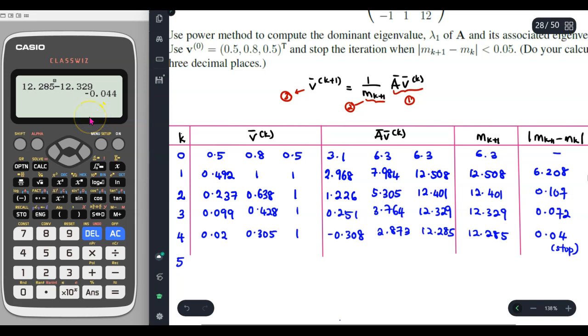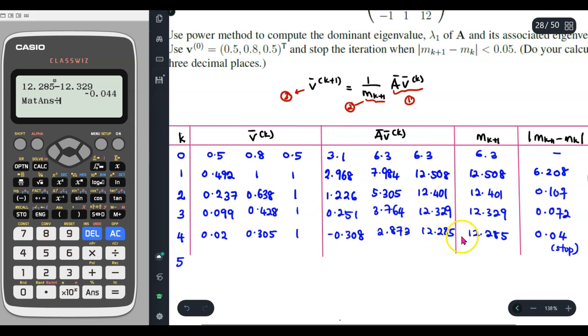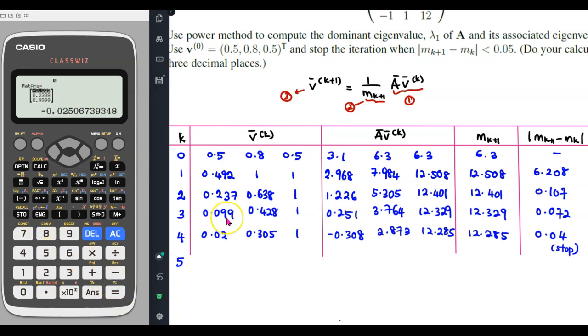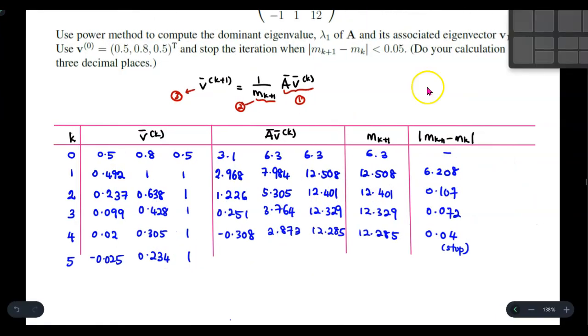So Avk is basically your latest math answer in your calculator. So option, find your math answer. So 1 divided by mk plus 1, which is 12.285. Okay, so you have negative 0.025. Next element would be 0.234, and then the last one is 1. Okay, so that is the complete iteration.